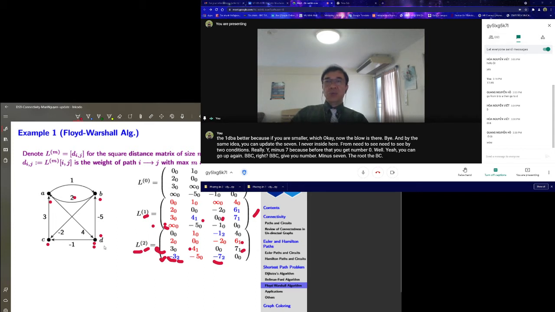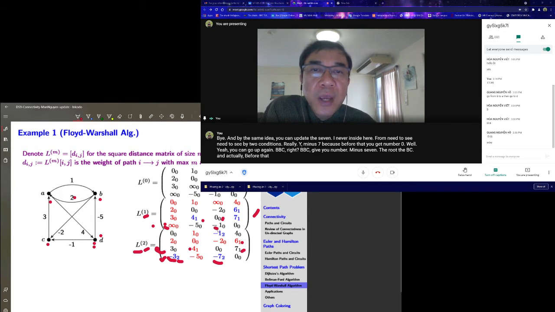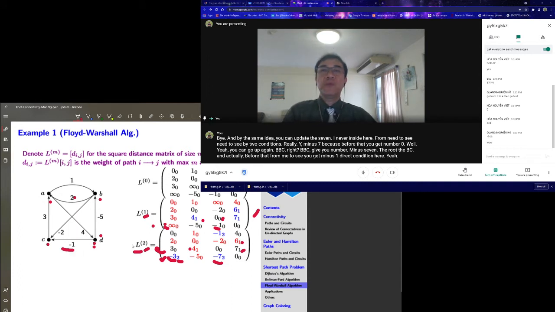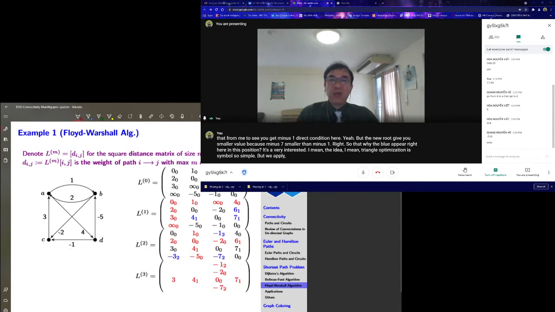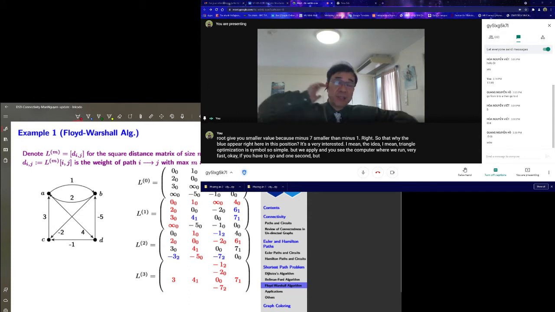And actually before that, from D to C you get -1, direct connection here, yeah. But the new root give you smaller value because -7 smaller than -1, right? So that's why the blue appear right here in this position. So very interesting. I mean the idea, triangle optimization is simple, so simple. But we apply, and you see the computer will run very fast. Okay, if you have the code and run 1 second, but we have to understand. So that's why I go slowly. Okay.